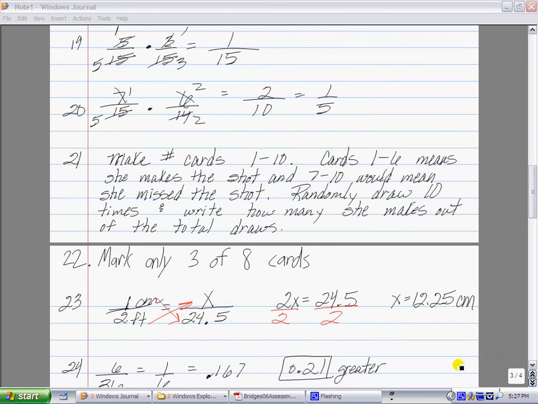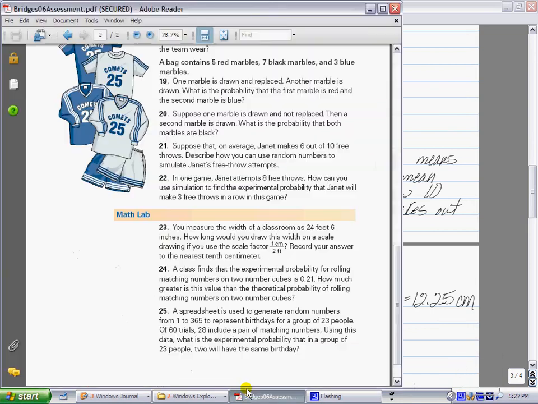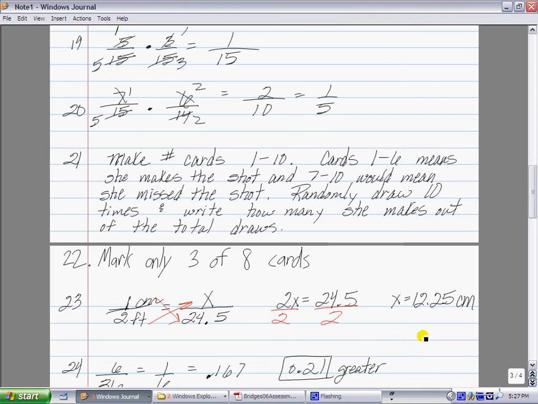Okay, number 23 says, you measure the width of a classroom as 24 feet 6 inches. How long would you draw this width on a scale drawing if you use the scale factor 1 centimeter to 2 feet? And you want to record your answer to the nearest tenth centimeter. Well, what you would have to do is simply use the conversion factor. You want to do 1 centimeter for every 2 feet, and you want to figure out how long it would be.